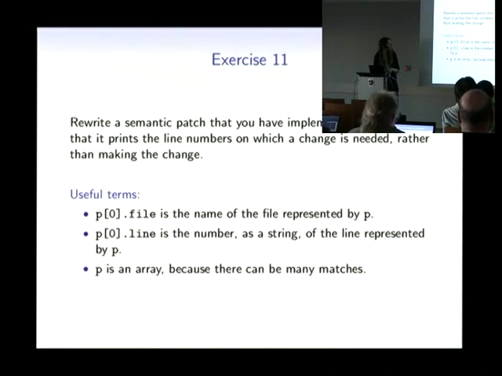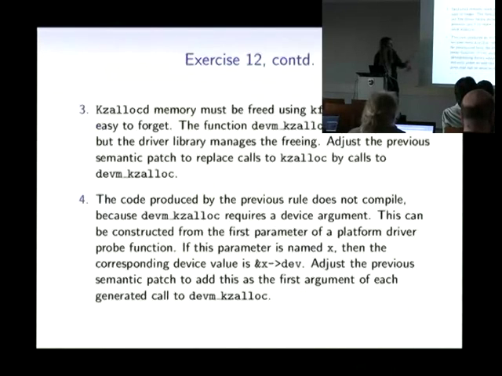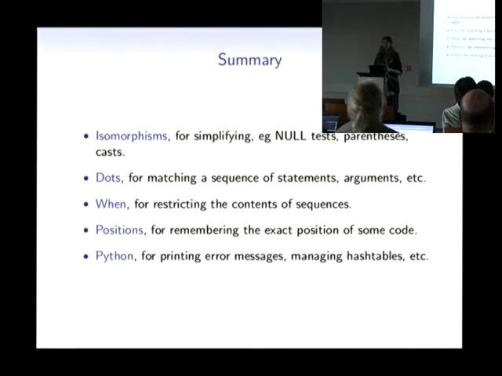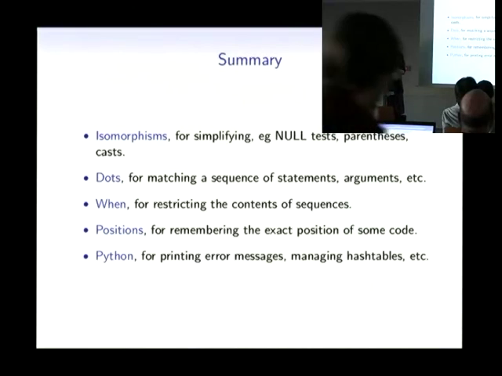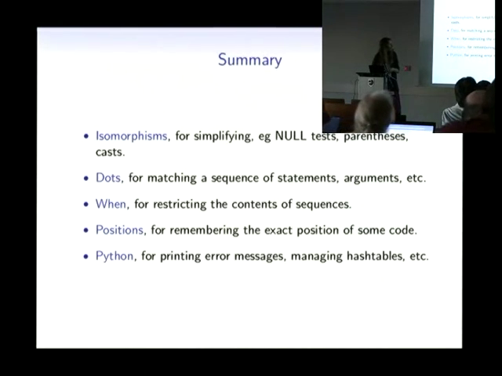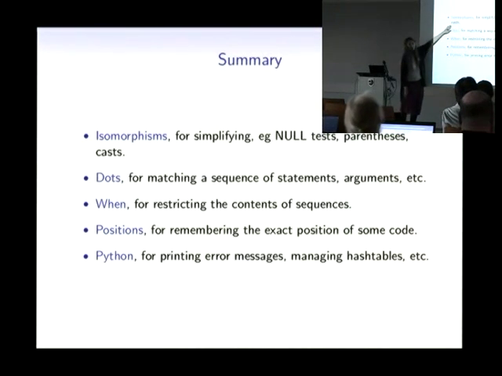Okay, so there's a bunch of fairly interesting exercises here, but we'll skip over them because we're pretty much out of time. Overall, we've seen isomorphisms. Isomorphisms let you write things in one way and let them match things that look a little bit different. We've seen dots for matching sequences. You can match a sequence of statements. You can match a sequence of arguments as well.